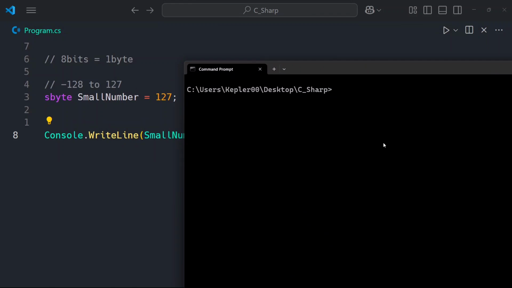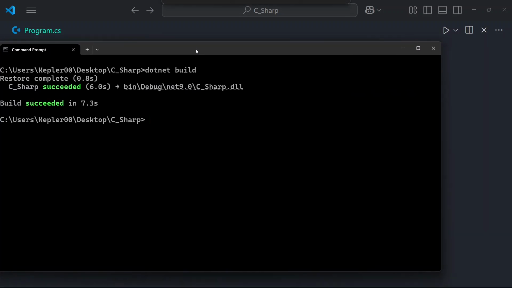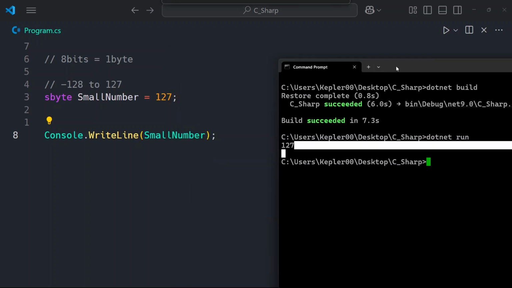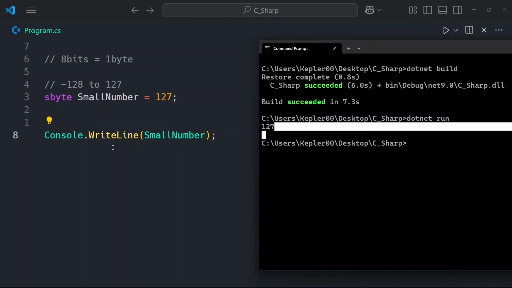You say dotnet build. Why is this taking so long? Okay, 7 seconds. Anyways, dotnet run, and you see 127. All we just did is we take this number and we print it out to the console.